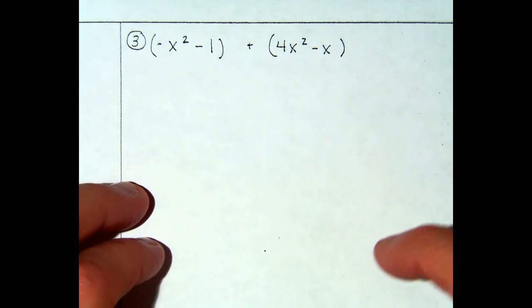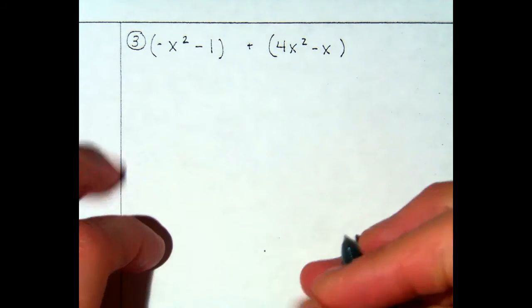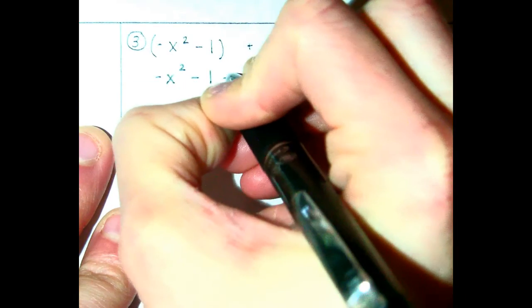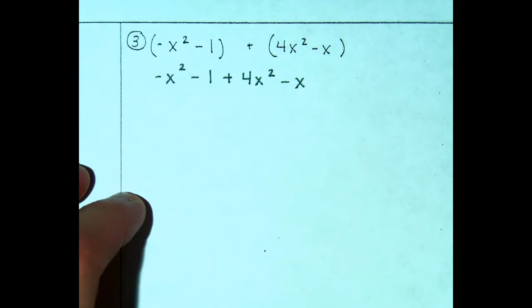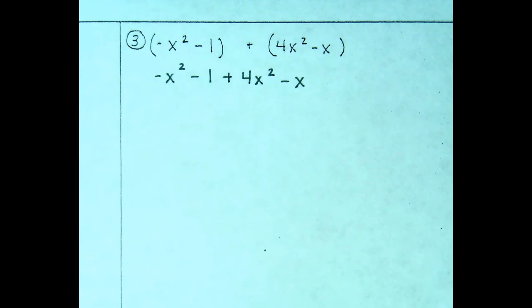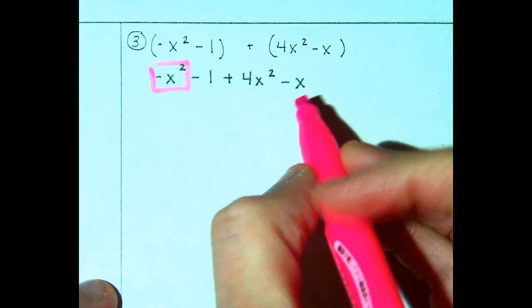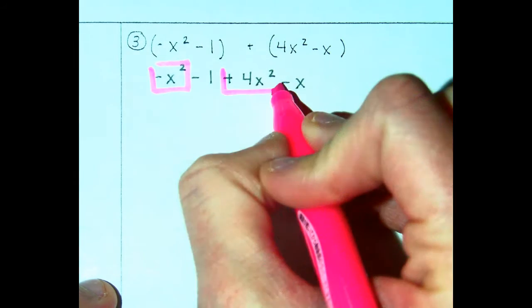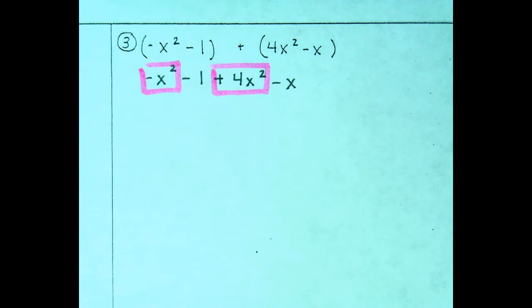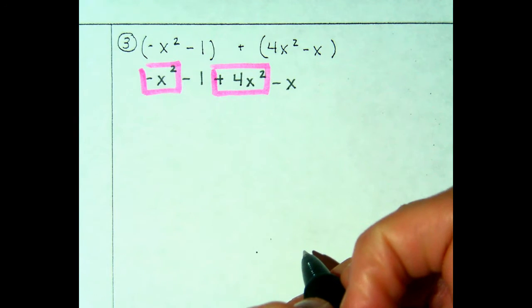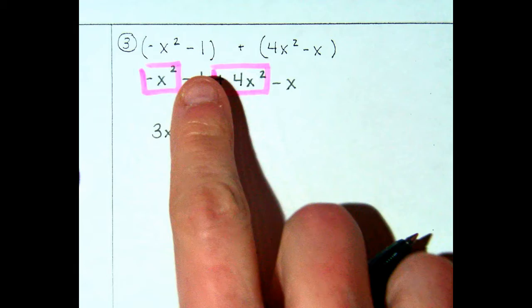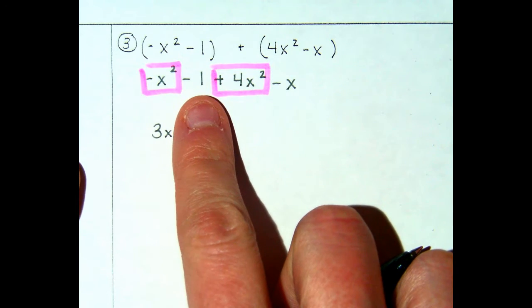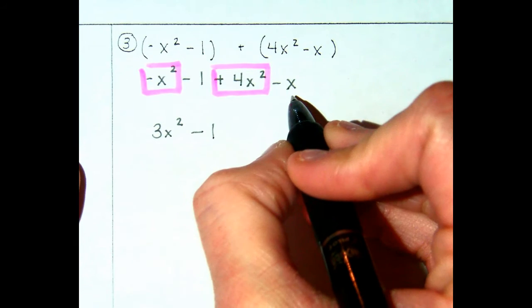Alright, so number 3, does it have anything in front of it? No, so I'm going to rewrite these. Neither does this second set of parentheses. Okay, what about like terms? What do I have? Okay, negative 4x, negative x squared, plus 4x squared. What happens there? It becomes positive 3x squared. Okay? Does negative 1 have a like term? Okay. Does negative x have a like term?